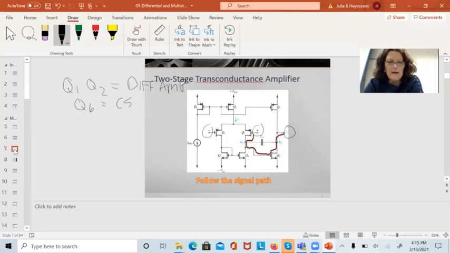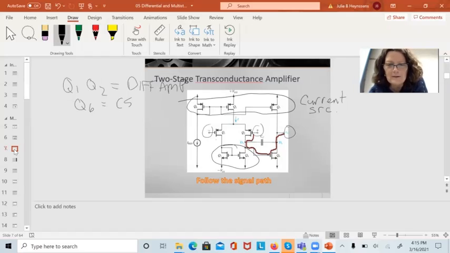Everything else in this circuit is a current source. Everything that's not a gain stage is a current source. We can see a current mirror up here. This is providing current. This is my current source for the diff amp. And down here, current source. I didn't want to put CS because that means something else. And down here, I have an active load, which is basically a current source too.